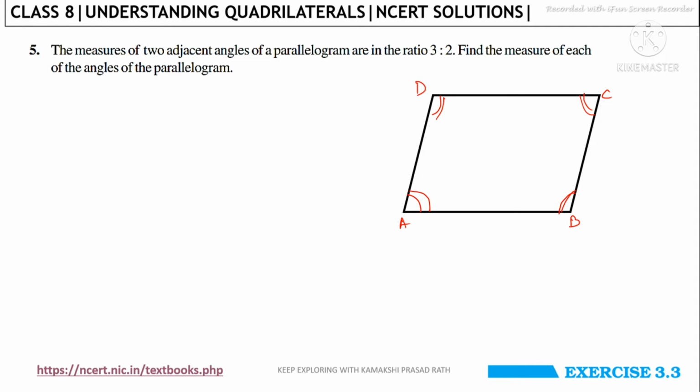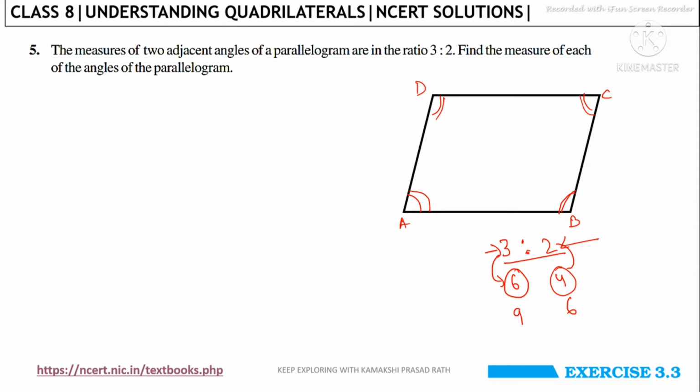Now here it is given that the ratio of the adjacent angles is 3:2. That means the angles will be multiples of these numbers. When we say 3:2, if one of the angles is 3, the other angle is 2. As they are in the ratio, they are multiples. So 3 twos are 6, and 2 twos are 4. If one of the angles is 6, the other angle will be 4. If one is 9, the other will be 6. That is the relation between the two angles.